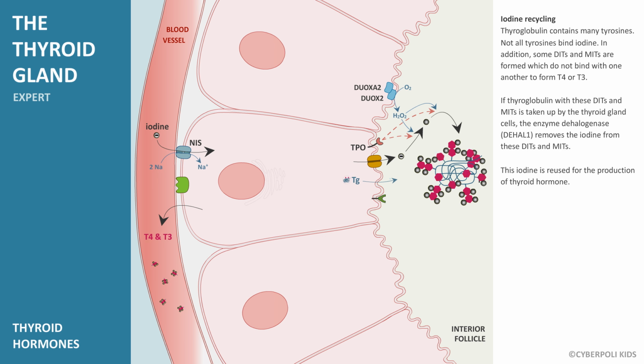Thyroglobulin contains many tyrosines. Not all tyrosines bind iodine. In addition, some DITs and MITs are formed which do not bind with one another to form T4 or T3. If thyroglobulin with these DITs and MITs is taken up by the thyroid gland cells, the enzyme dehalogenase, DHAL1, removes the iodine from these DITs and MITs. This iodine is reused for the production of thyroid hormone.